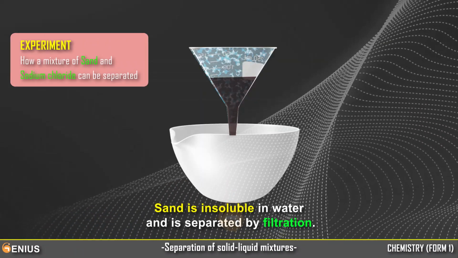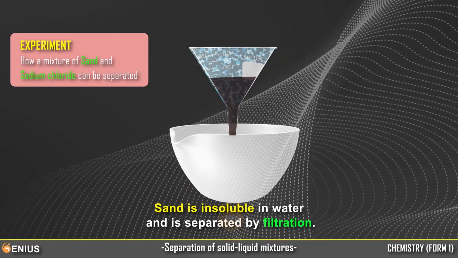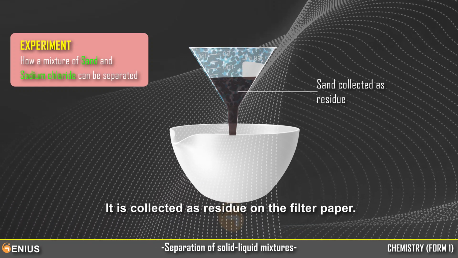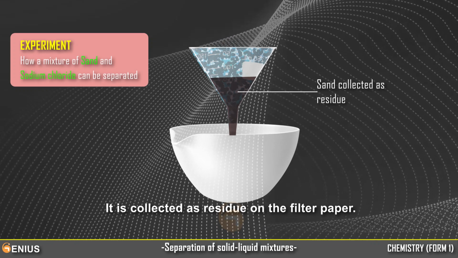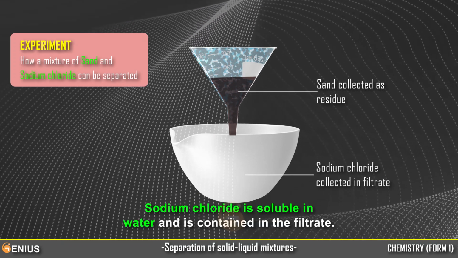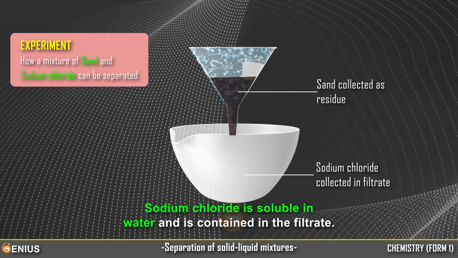Sand is insoluble in water and is separated by filtration. It is collected as residue on the filter paper. Sodium chloride is soluble in water and is contained in the filtrate.